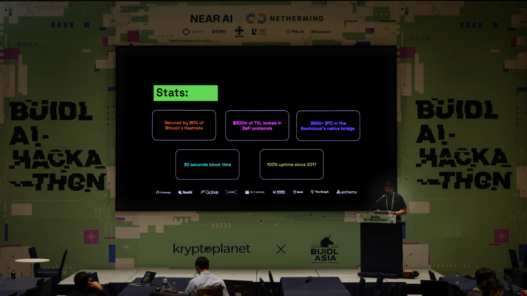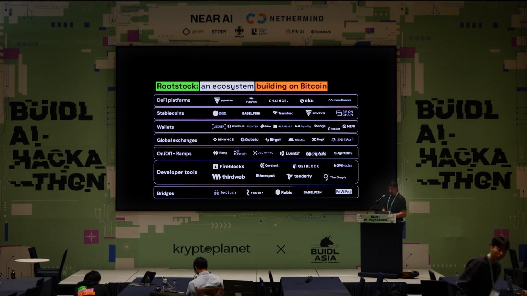We have more than 300 million in total value locked on different DeFi protocols now on Rootstock. More than 3,500 Bitcoin are in the Rootstock bridge. So this has been bridged to Rootstock, meaning that in Rootstock we have 3,500 RBTC, which is a huge amount. And since 2017, when we launched, we have 100% uptime. So never hacked.